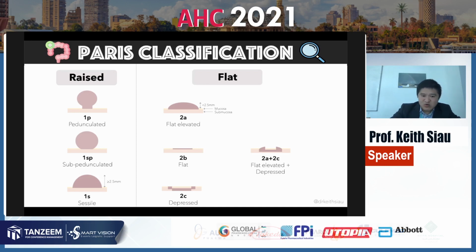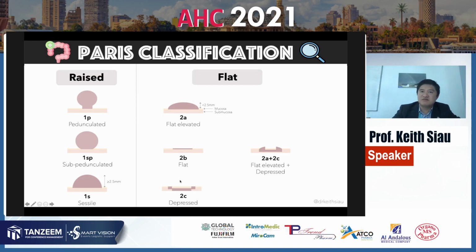This is important because flat lesions tend to carry a higher risk of SMIC, the invasive carcinoma. So depressed lesions have a 50% likelihood of harboring cancer, and these would not be endoscopically resectable.